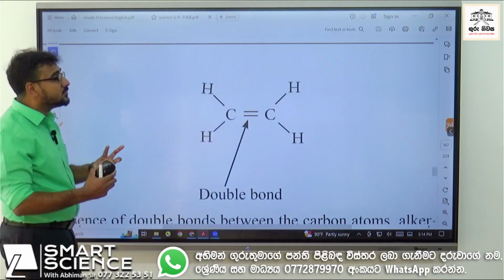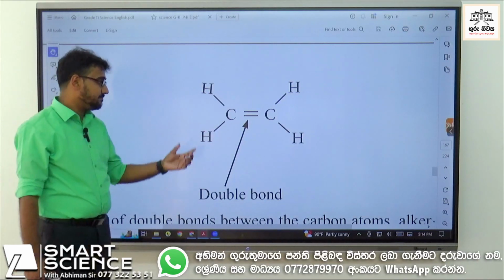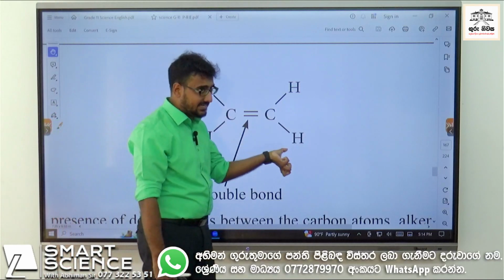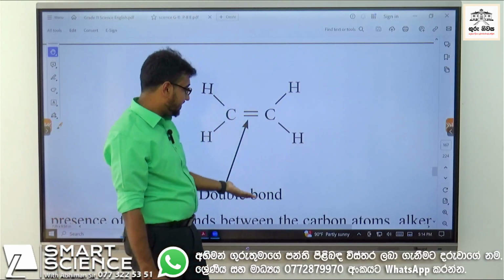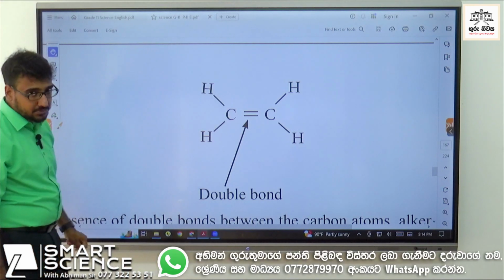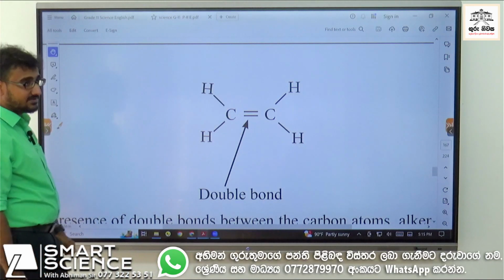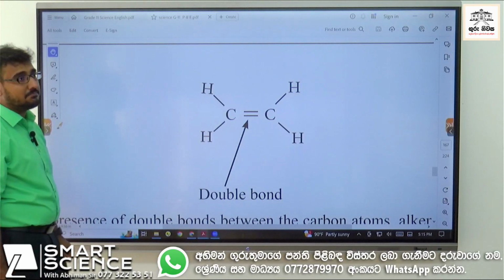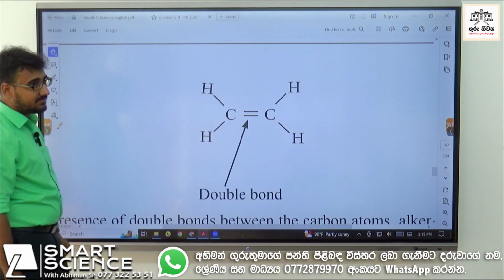Minimally it needs 2 carbons. So the name of this is eth plus ene, ethene. So that's the name of this: ethene. Then propene, butene, pentene. The alkyne is also like that: propyne, butyne.